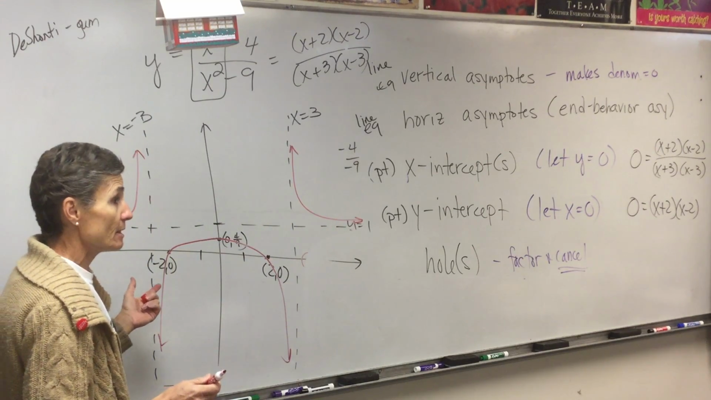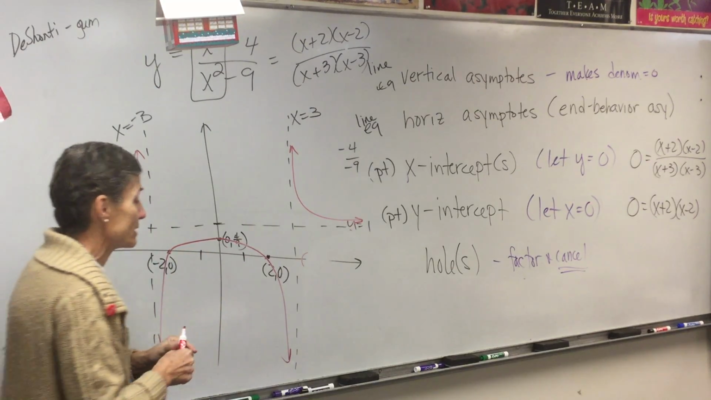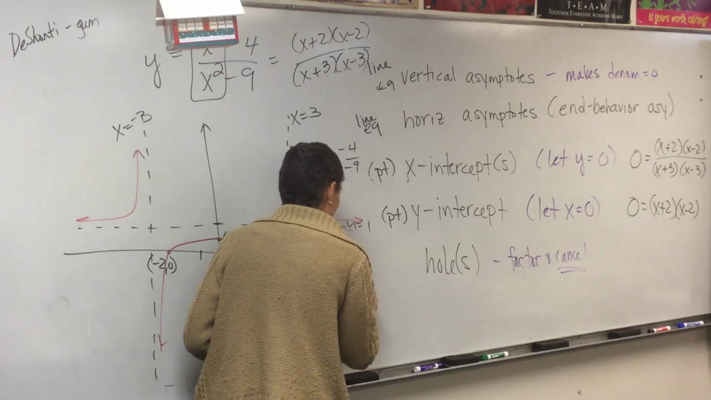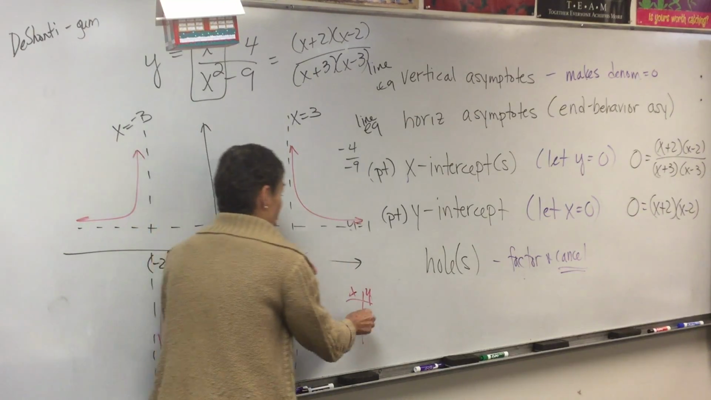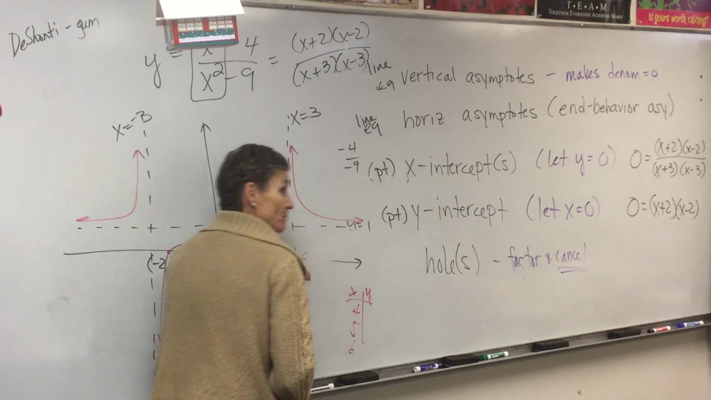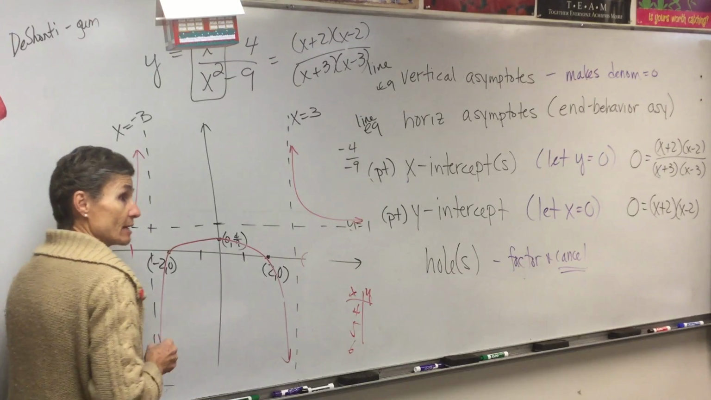But again, if that doesn't make sense to you, if that's not clicking yet because you haven't had enough experience, you're going to set up a T-chart. And once again, Megan, since that asymptote's at 3, I'm going to start with numbers like 4, 5, and 6. Over here, I would start with numbers like negative 4, negative 5, and negative 6.